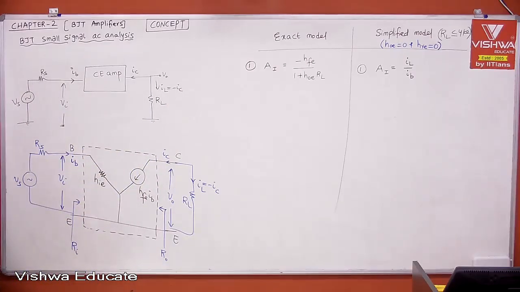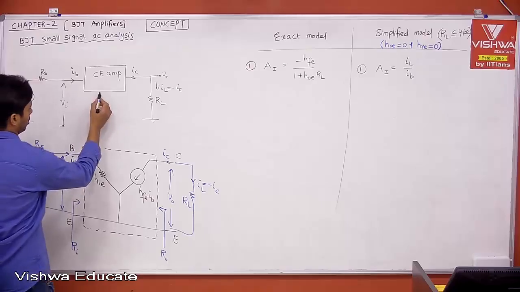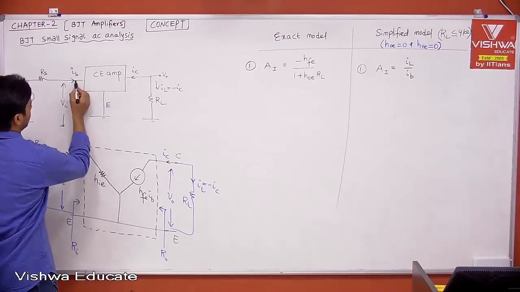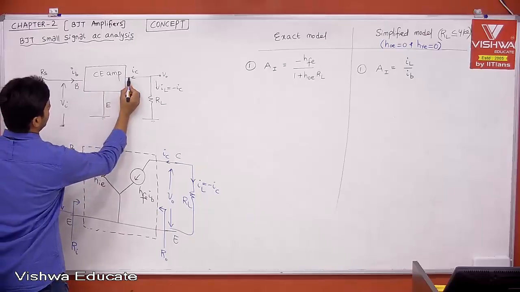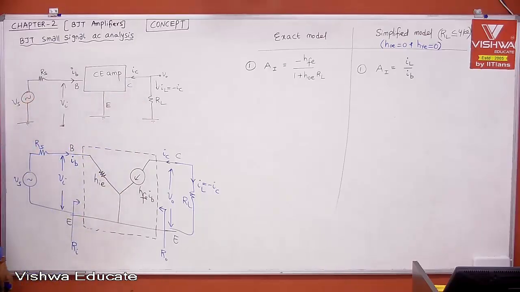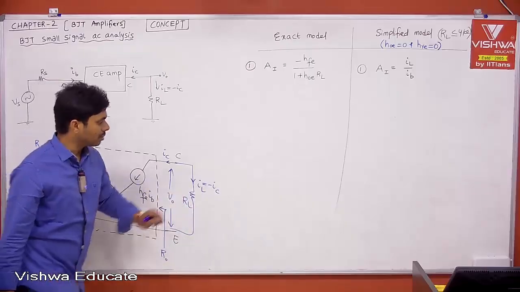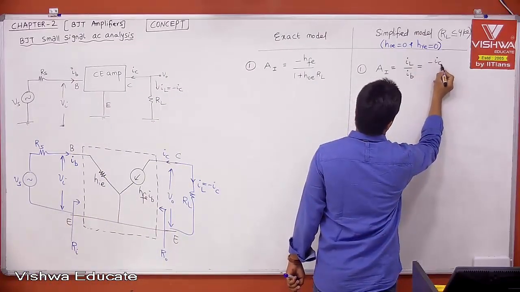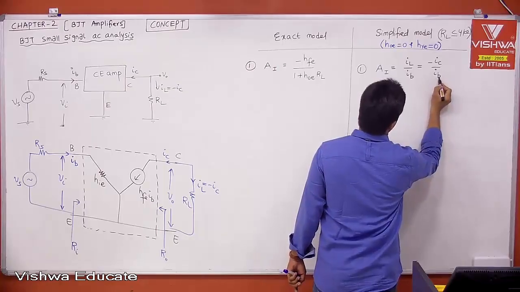Okay. Now, and here the emitter is, maybe this is what people say. Maybe you can say this is your emitter, and this is your base, and this is your collector. Okay, that is fine. Therefore, now what is IL? Basically, IL is nothing but minus IC. AI is equal to minus IC divided by IB.